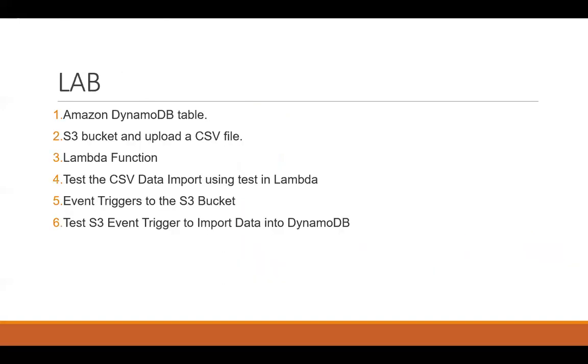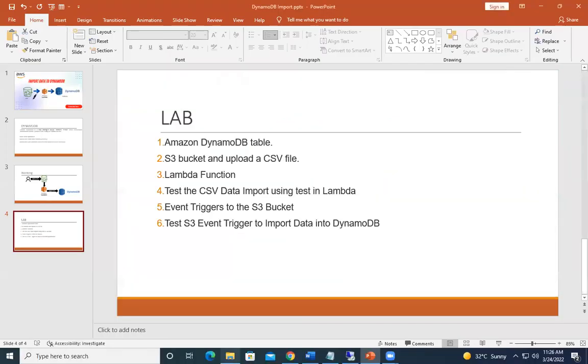Amazon DynamoDB table we are going to create first. Then we will create an S3 bucket in which we will be uploading a CSV file. Then we will create a Lambda function also. And then we will test the CSV data import using that Lambda function, as well as create event triggers in the S3 bucket, add the trigger events. Then we will test whether the events are getting triggered whenever we upload a CSV file into the S3 bucket. And finally, the data is being imported to the DynamoDB table. So let's move to the console.